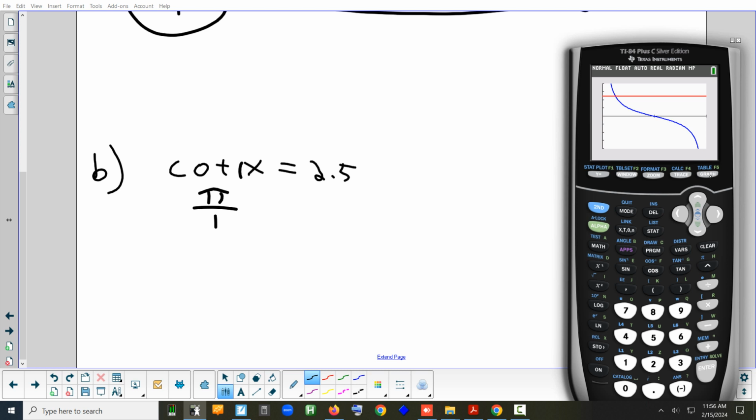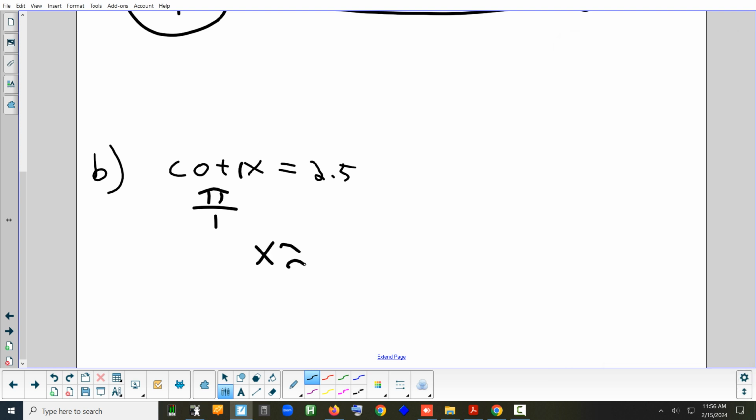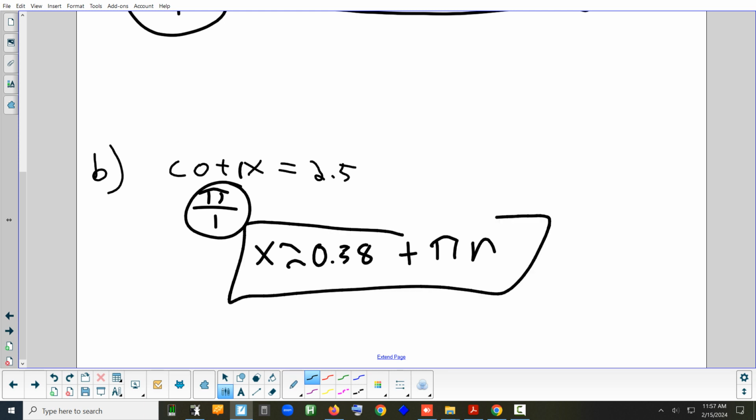Okay, so what do I need to do now? Find the intersection. Find the intersect. Second calc intersect. Then we get 0.381. Let's just say 0.3. Now, I did say all, so what goes on the end of that? Not 2 pi n. Pi n. Okay. Any question on that?